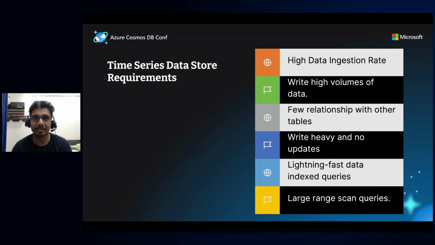Another requirement is large range scan queries. Take a use case where you want to fetch telemetry data on energy consumption. One of the clients I worked with in the past wanted to look at the energy consumption for the manufacturing plant for the last 3 months, 6 months, and a year. These are large range scan queries, and that's another requirement. These are the top requirements for the time series data store, and we'll see how Cosmos DB can help us to achieve that.